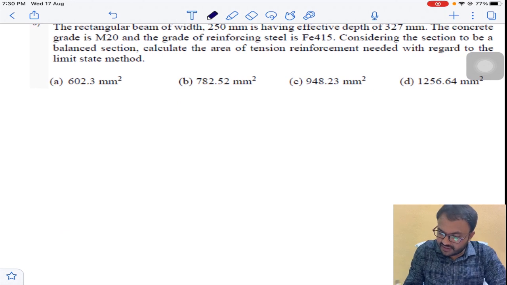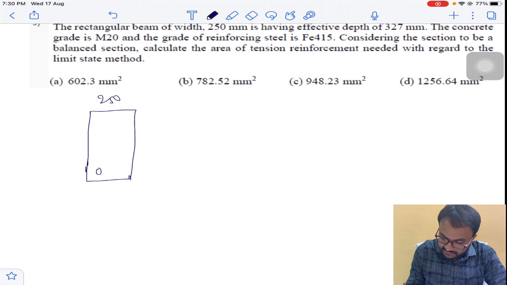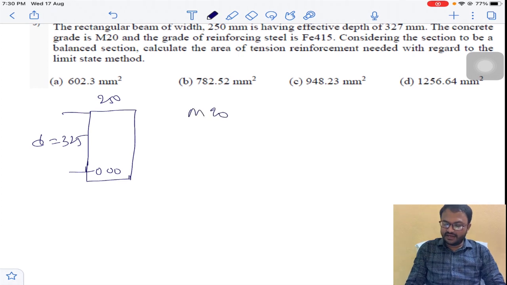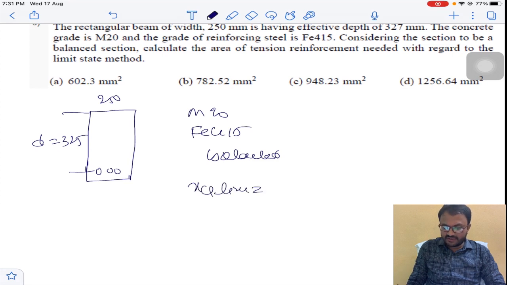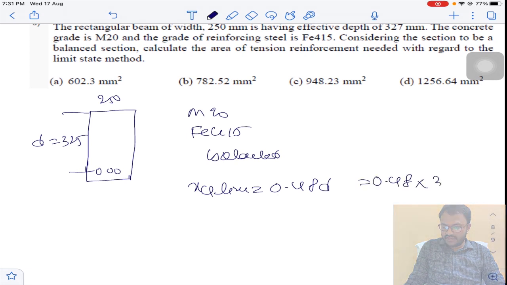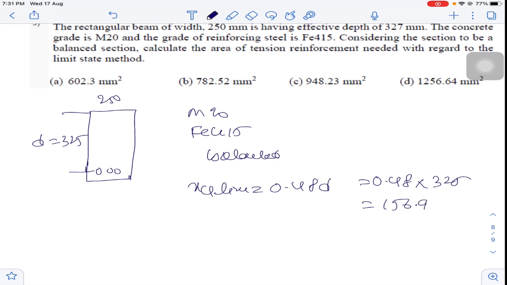A rectangular beam of width 250 by effective depth 327. So I am drawing here, it is 250. Effective depth D is equal to 327. So M20 grade concrete, Fe415 steel, considering the section to be balanced. Okay. Calculate area of tension reinforcement needed with regard to the limit state method. Whenever it is balanced, first of all we need to take the limiting depth of neutral axis for Fe415 steel as 0.48 into D. So that is 0.48 into D is 327. You will get it is 156.96 mm.